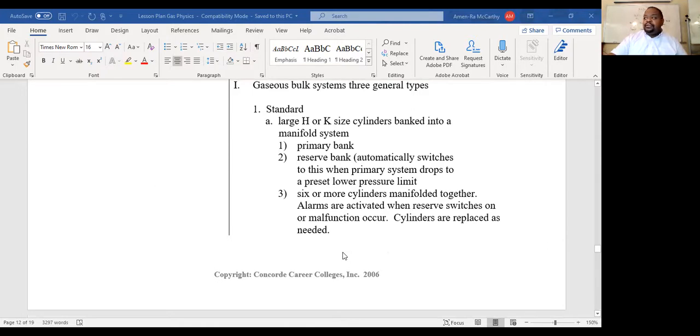That's your standard bulk system, which are those cylinders I showed you. There's about six of them that are manifolded together. You have a primary bank and a reserve bank. And when the primary gets low, the reserve kicks in and sends out a warning or alarm to let you know, hey, something's going on, you need to refill this. Or if there's a malfunction, it will also let you know to come replace it.